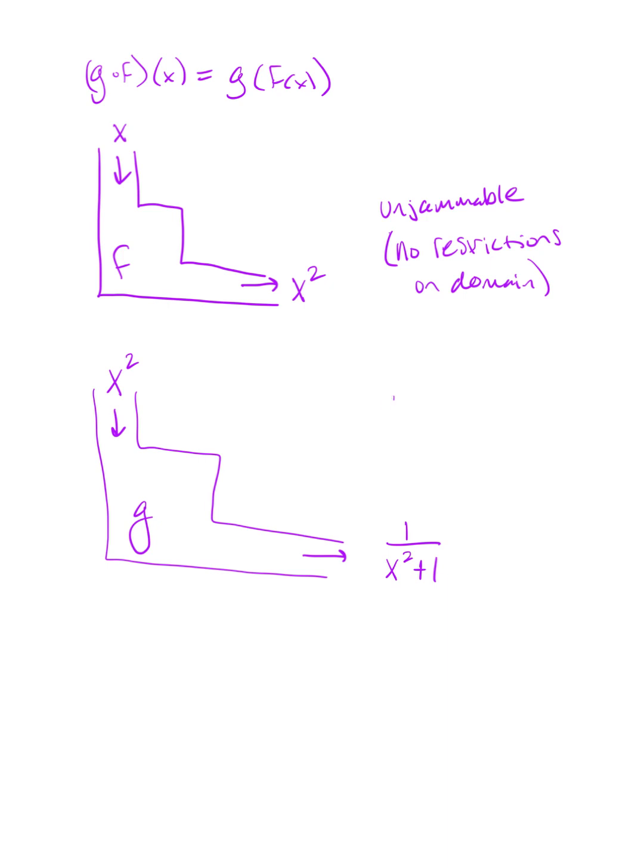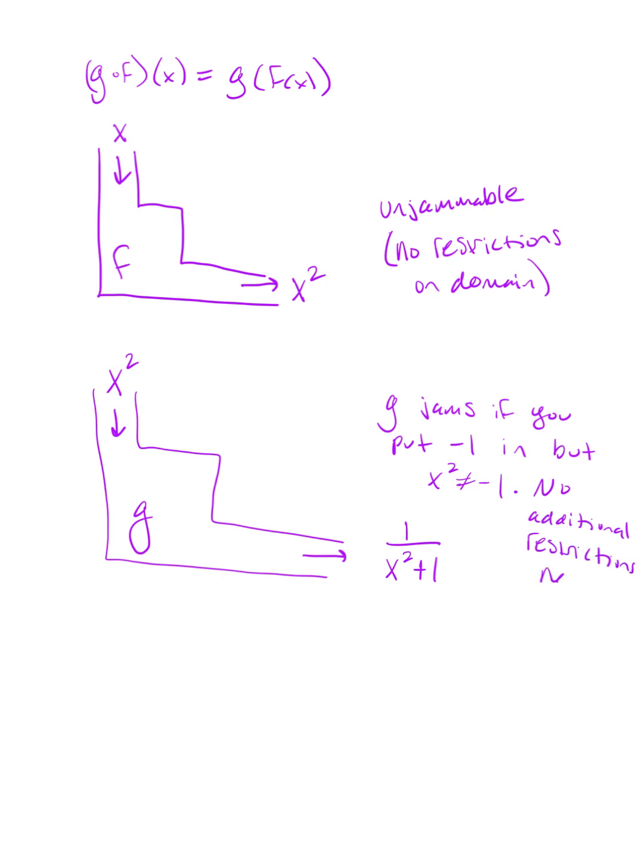Okay, so g jams if you put negative 1 in, but the thing you're putting in, x squared, is never negative 1. So no additional restrictions needed. Okay, so I can put anything I want in up here, run it through f, and then the result can always go through g. It will never jam up the g machine because it would never produce something that gave a 0 in a denominator.